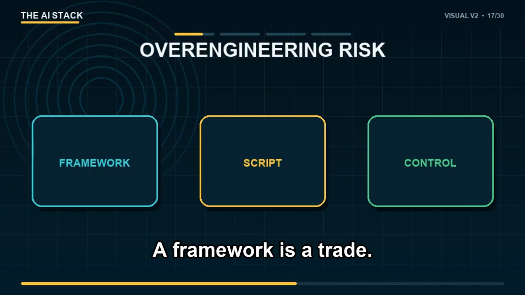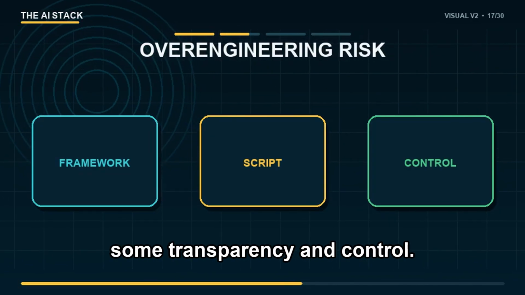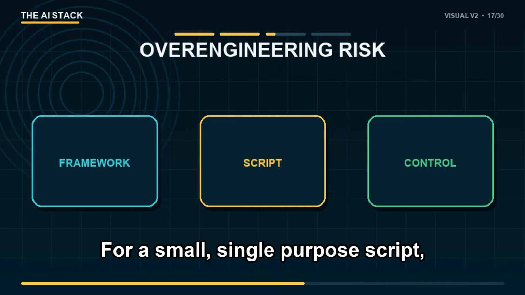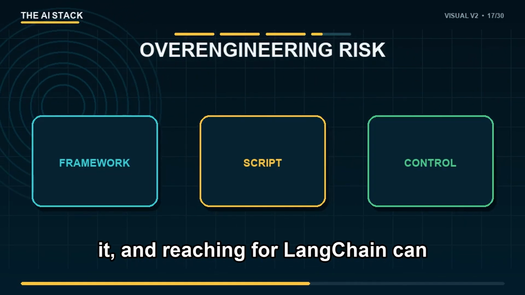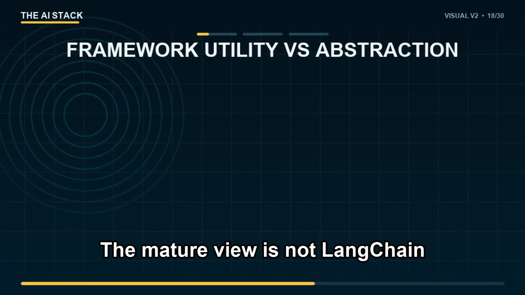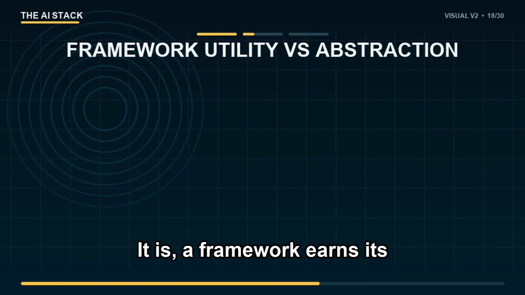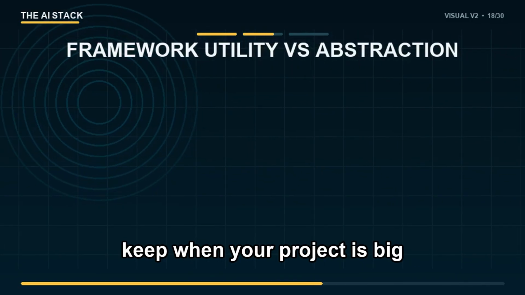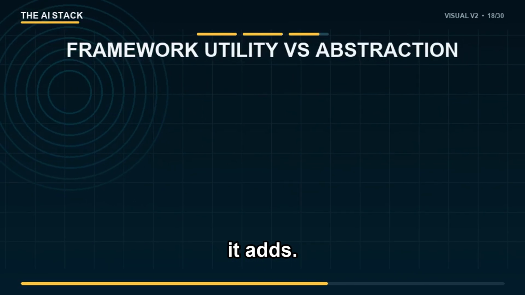A framework is a trade. You gain standard parts and lose some transparency and control. For a small, single-purpose script, that trade often is not worth it, and reaching for LangChain can be over-engineering. The mature view is not: LangChain is good, or LangChain is bad. It is: a framework earns its keep when your project is big and messy enough that the plumbing it saves you outweighs the abstraction it adds.